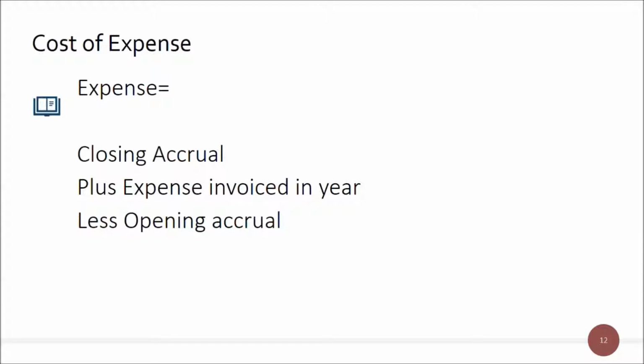So closing accrual, which would be debit the expense, credit the accrual, and then plus all the invoices during the year, and then we would take off the opening accrual comes through. So we would go debit the accrual, credit the expense, and so that would be the cost of our expense when we got an accrual.